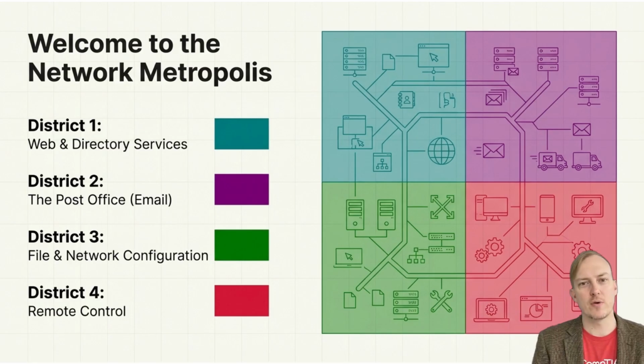Now that we know our vehicles, let's look at their destinations. Welcome to the network metropolis. To help you memorize these for the exam, we've broken the city down into 4 distinct districts: web and directory services, the post office for email, file and network configuration, and remote control.